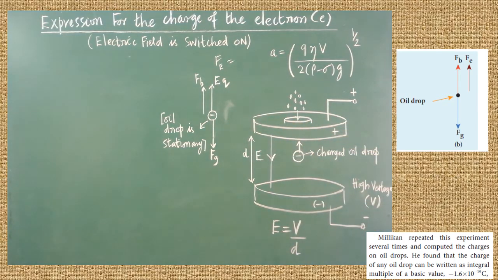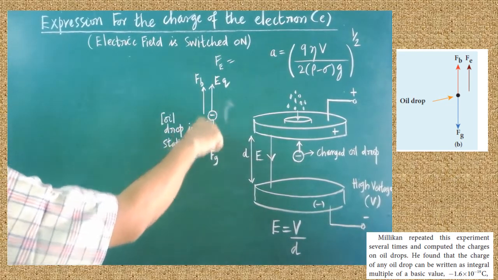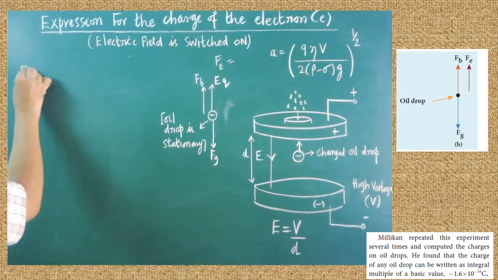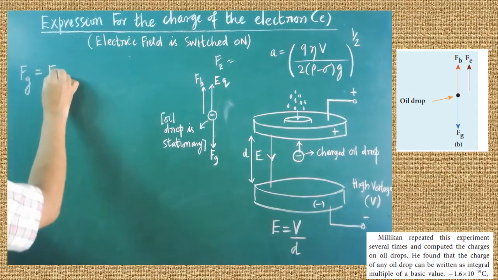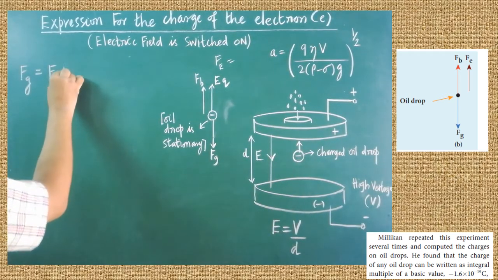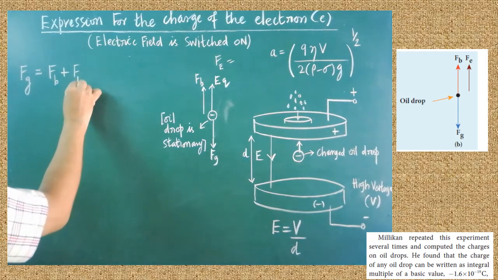Now with the help of the free body diagram, we can write the equation. Here two forces are acting in the upward direction, and one force is acting in the downward direction. Therefore the gravitational force Fg is equal to the upward buoyant force due to air plus the electric force, which can be written as Fe.